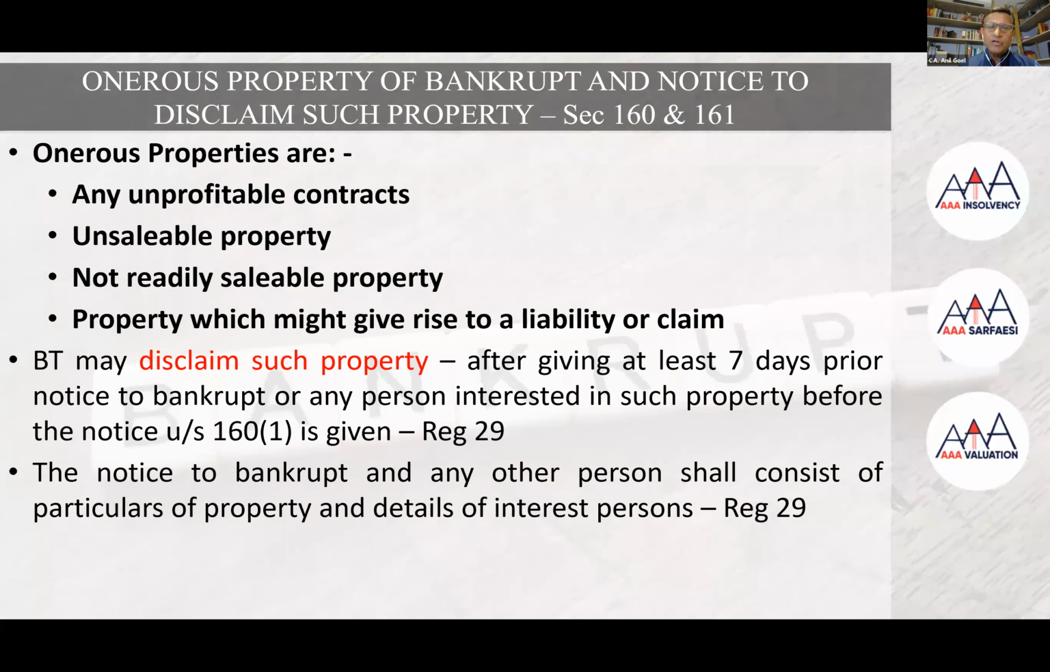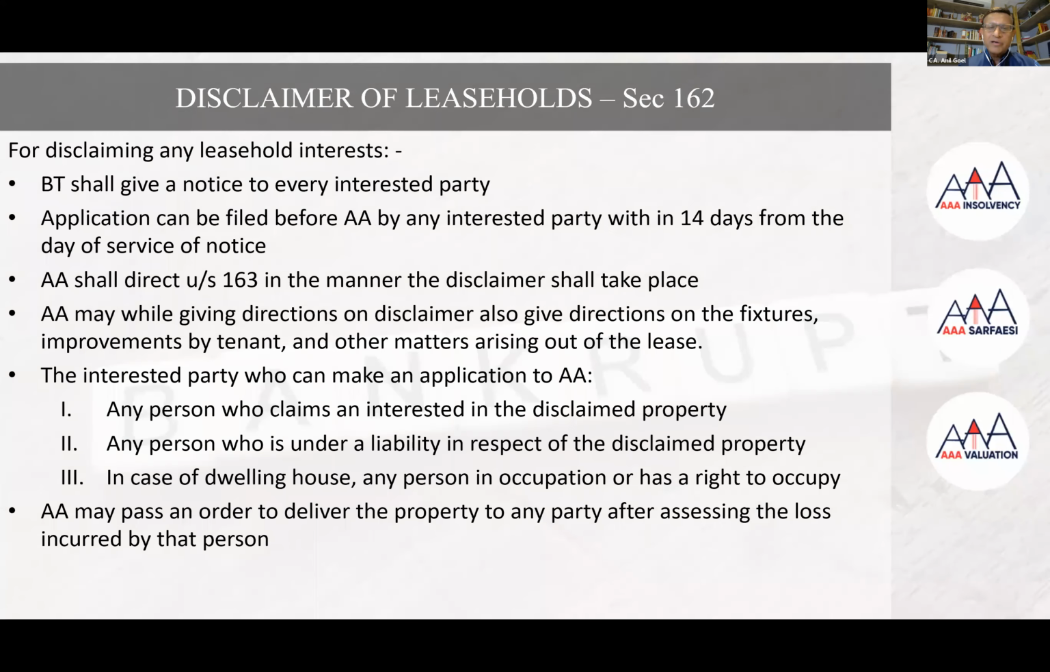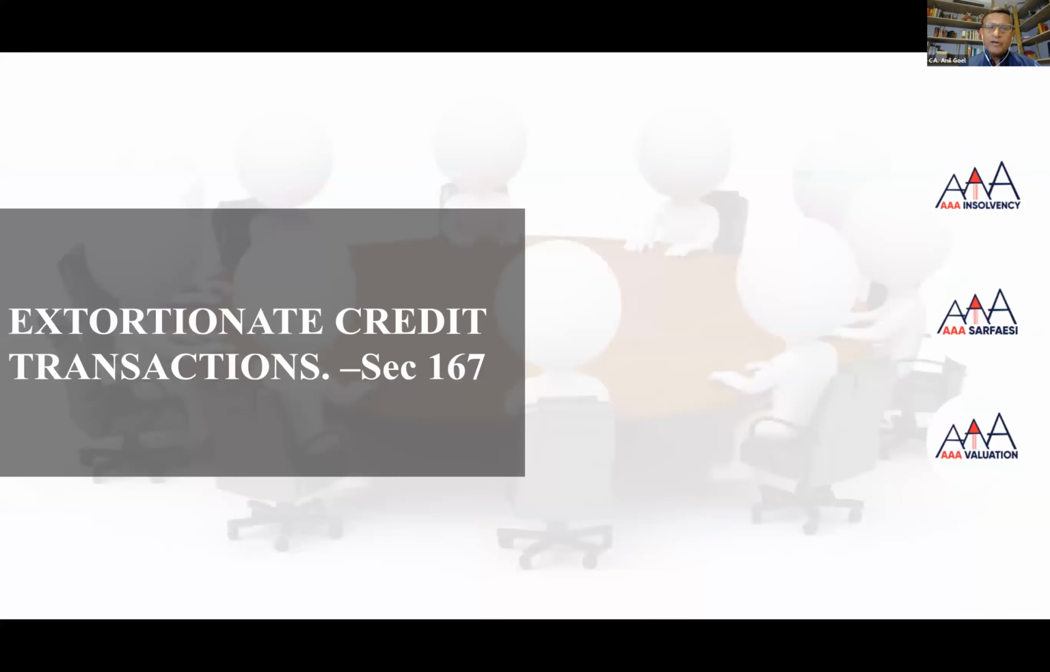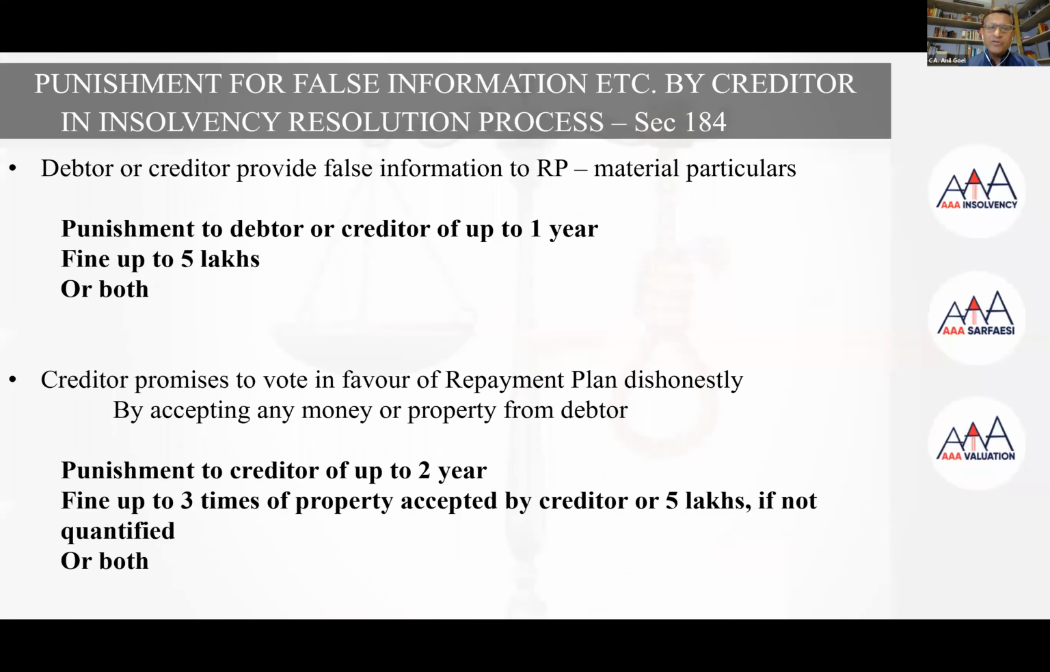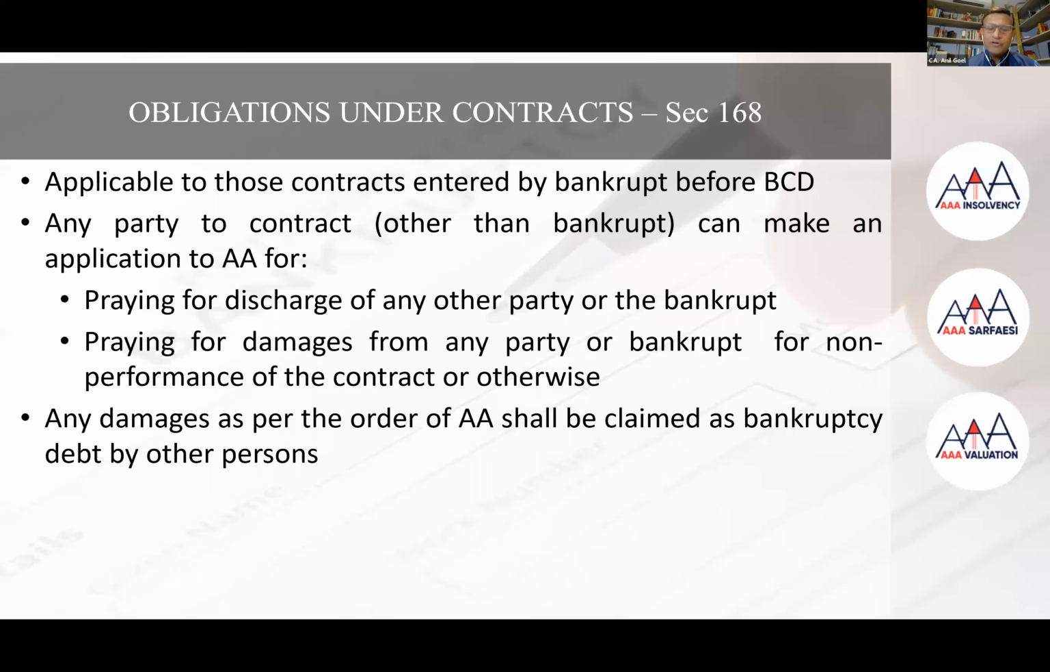So we have seen the onerous properties, and then the disclaimer of the leasehold, and all these avoidance transactions and offenses. But then there are other situations that I would like to discuss for another few minutes. We have 10 more minutes, and this will be the last and final part of the bankruptcy process. I'm only discussing a few important things that I feel my audience should know about.